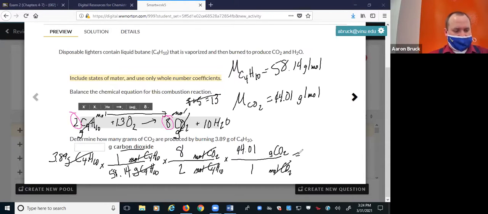So 3.89 multiplied by 8, multiplied by 44.01, divided by 58.14, divided by 2. I get 11.8 grams of carbon dioxide.